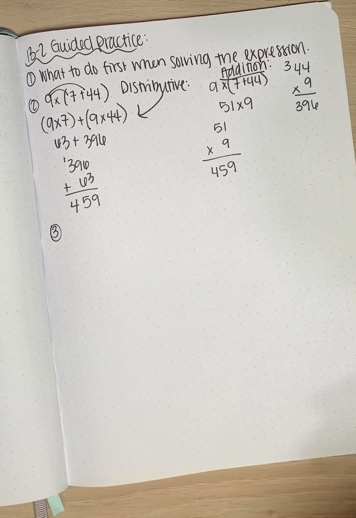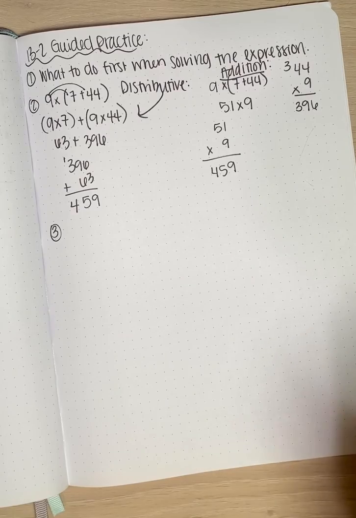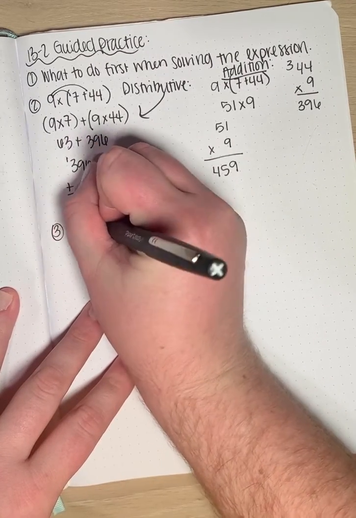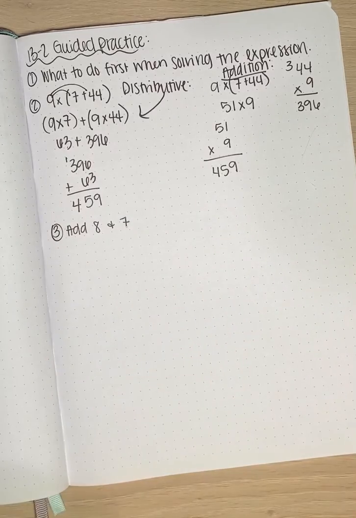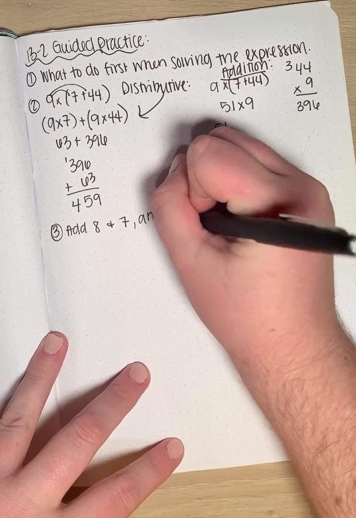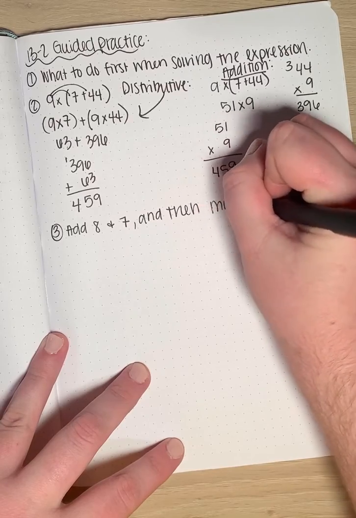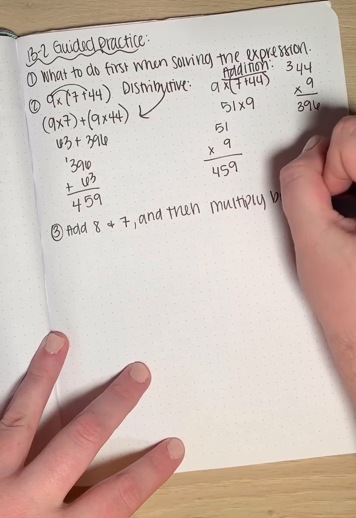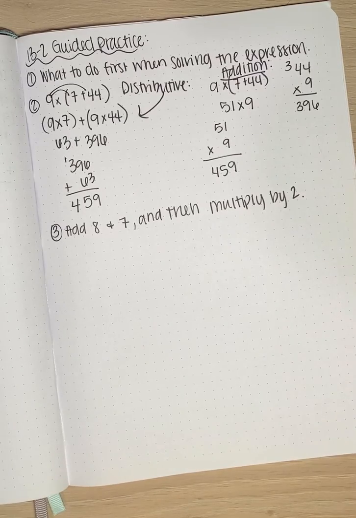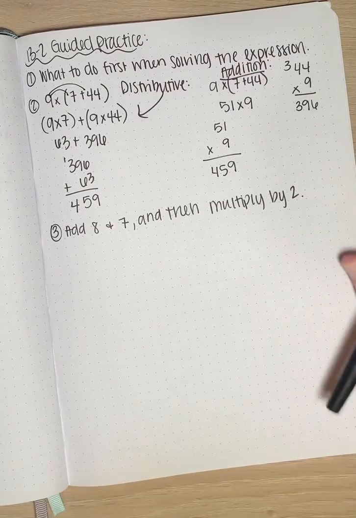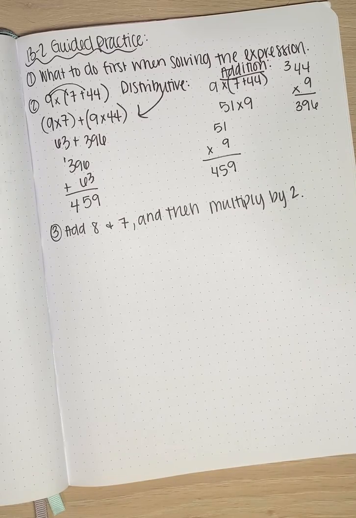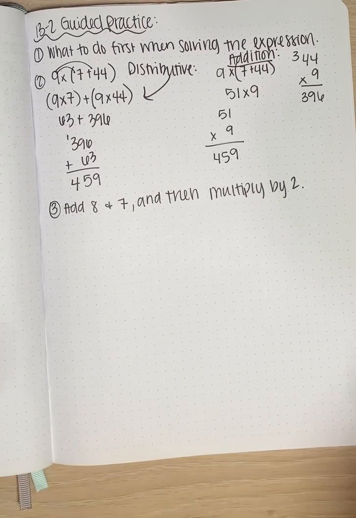Our problems today are taking the word form and turning it into a numerical expression. Number 3 says: add 8 and 7, and then multiply by 2. So I have to read this and do what it's telling me, but I'm going to put it into expression form.